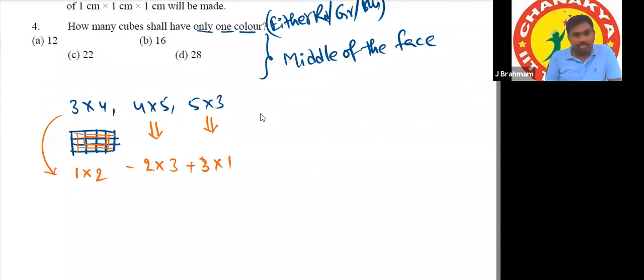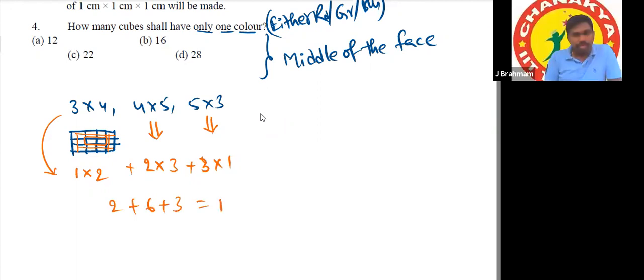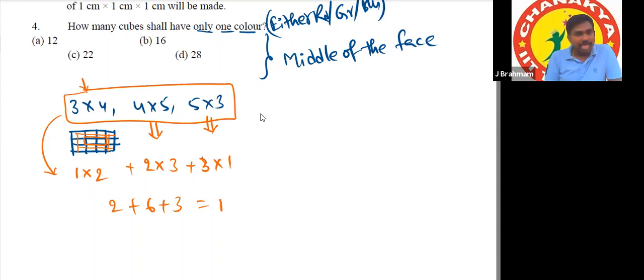So add all these things. It is 2 plus 6 plus 3, the answer is 11 cubes, into 2. Why into 2? There are 2 of each face. Yes, correct. Suppose if I consider this as a front, so back will be there. If I consider this as right, left will be there.